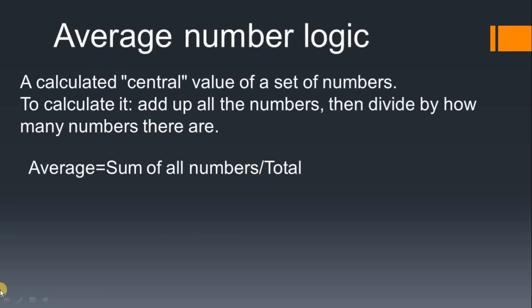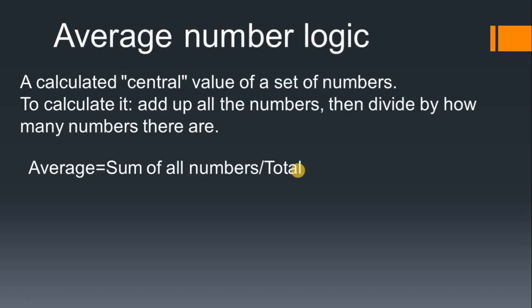Suppose you have a total of 3 numbers. Then you have to do the addition of all these 3 numbers, and the total is 3. Suppose you have a total of 4 different numbers, then on top you write the addition of all the numbers, divided by the total 4 numbers. So that is the simple formula of the average.